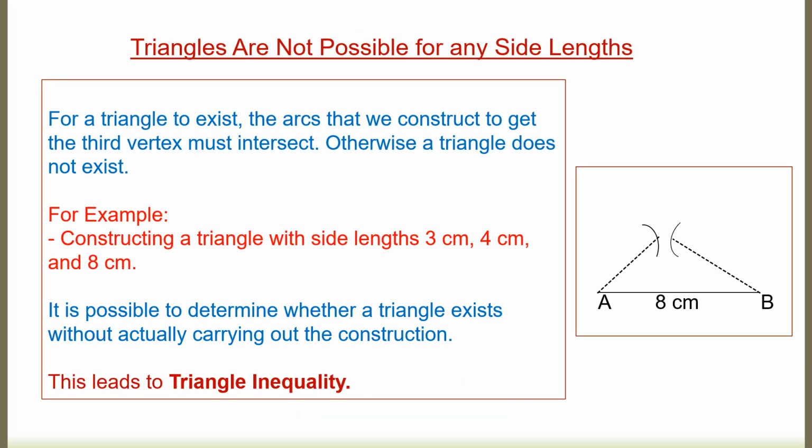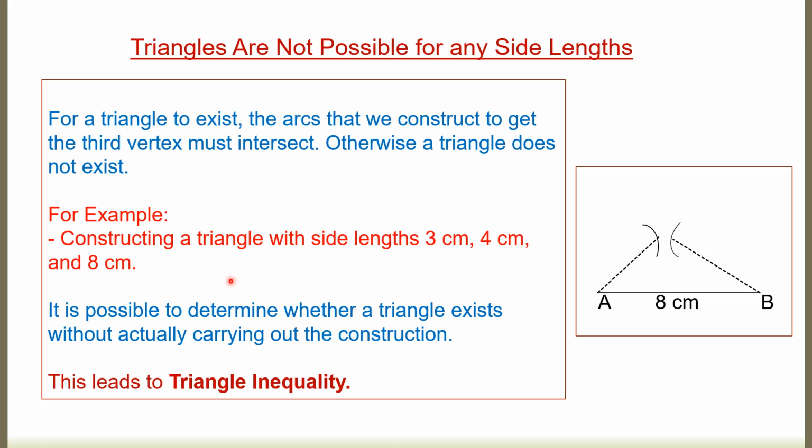I have explained before this how to draw the equilateral triangle as well as scalene triangle. So you must have understood one thing. For a triangle to exist, the arcs that we construct to get the third vertex must intersect. Otherwise, a triangle does not exist.